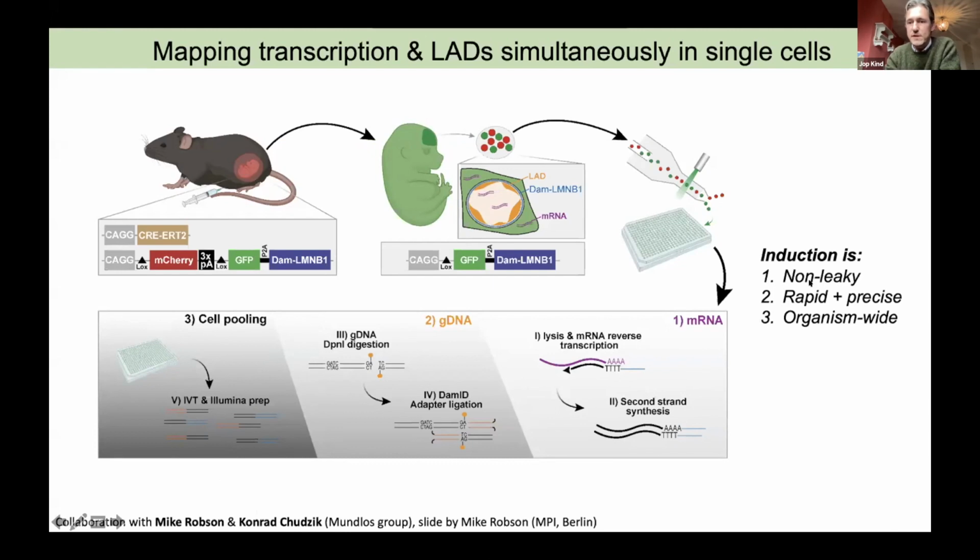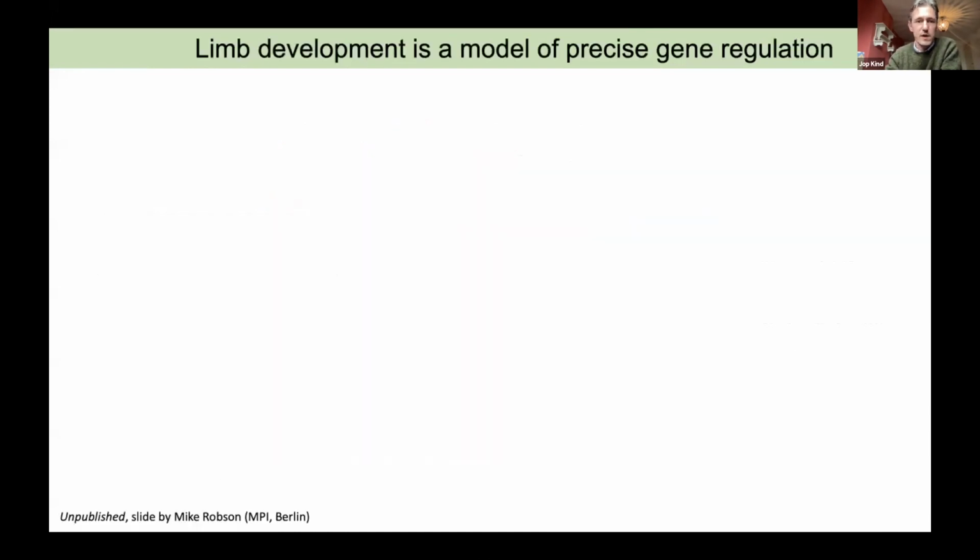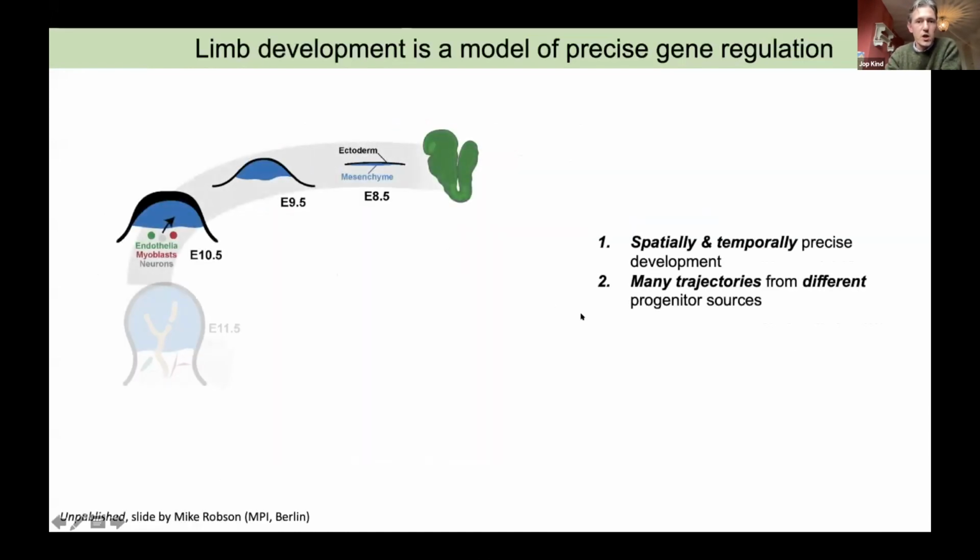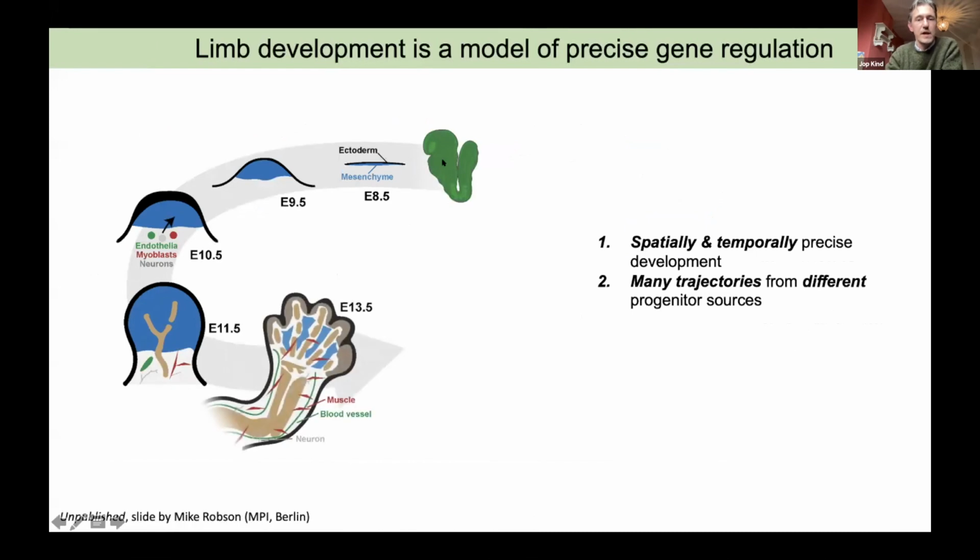It's a great system. It's not leaky. It's a rapid and precise induction of this system, and we can now obtain spatial genome positioning profiles of any cell type at any stage of mouse development. So we captured DamID profiles from different developmental stages, from E8.5 to E13.5, with an emphasis on limb development, and that's of course the interest of the Mundlos lab.